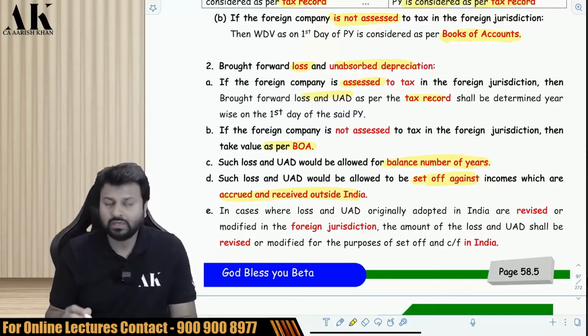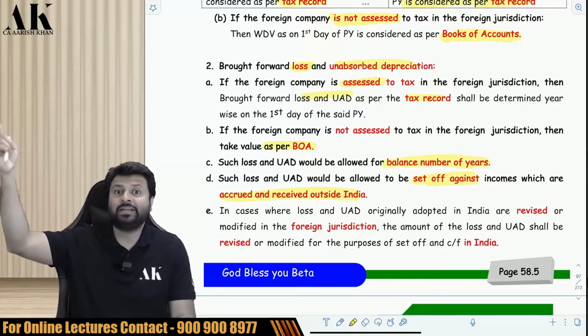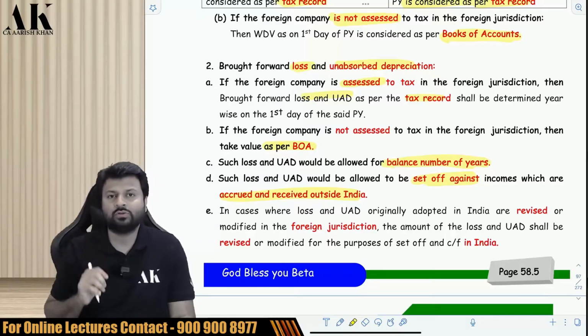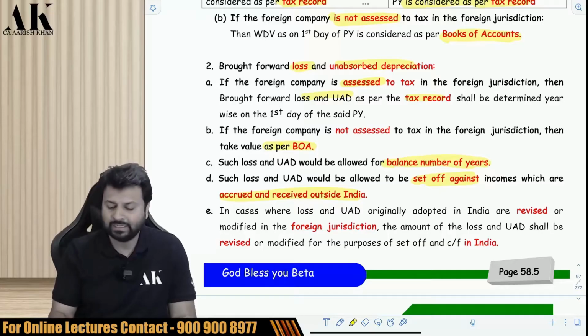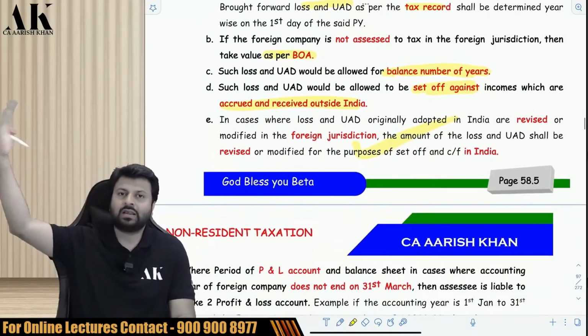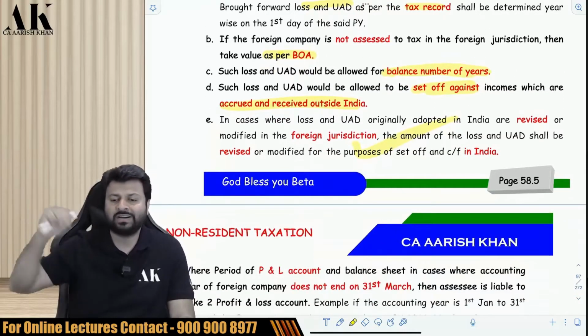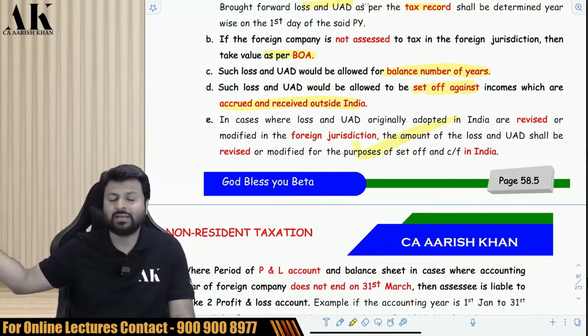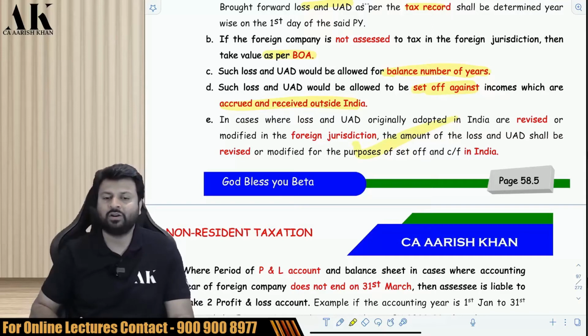Now, suppose the foreign jurisdiction has made some assessment over there and then revised the loss and revised the UAD over there. Then are we also supposed to revise the loss or the UAD in India? The answer is yes, obviously. Suppose earlier as per the foreign jurisdiction, the loss was 1 lakh rupees. Now there is some assessment which is happening in the foreign country, so the loss became 80,000. So even in India, I have to change that particular loss over here.